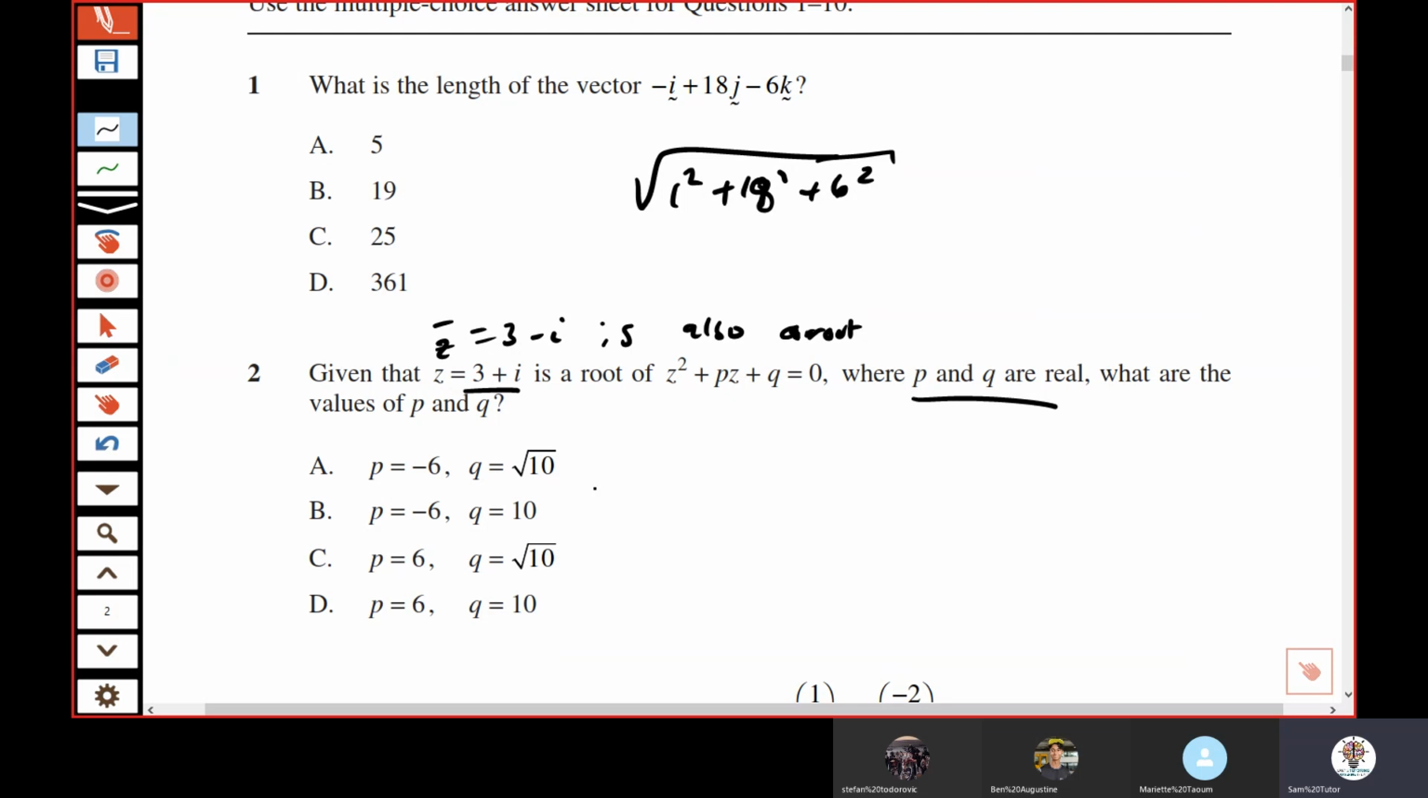All right, what did you guys get? 3 plus i plus 3 minus i is equal to negative p. 3 plus 3, so p equals negative 6.